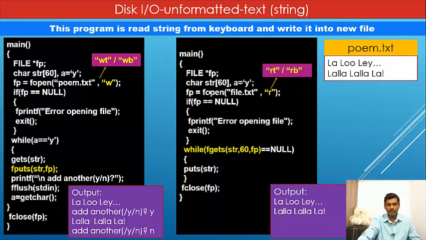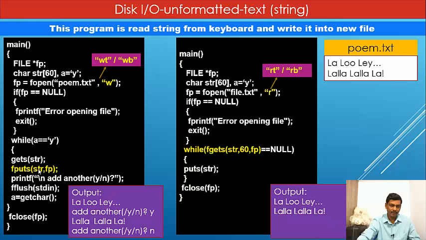If fp equals NULL, that is, if there is a file opening error, it will return NULL. Then the condition is true, it prints error opening file and terminates the program. It is not file.txt, it is poem.txt. This is also a typing error. We open the poem.txt file in r mode. If it is open, the address is stored in fp, and the condition is false. While fgets of str, here we use fgets to read a string from a file.